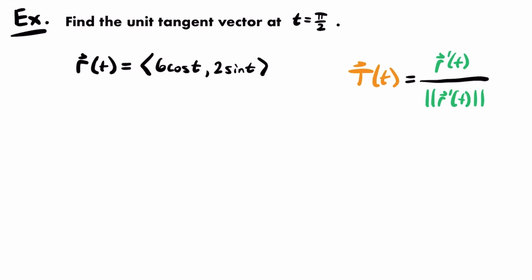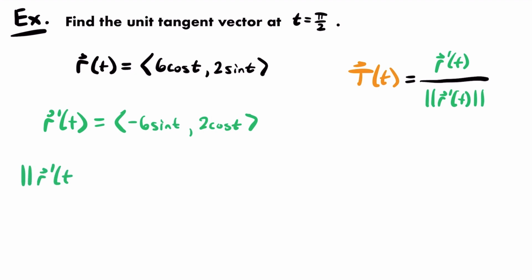All right, so let's work on finding these two pieces that we need, and then once we have that set up, we can just plug pi divided by 2 into the unit tangent vector, and we'll have our answer to this problem. All right, so let's start with the derivative, r prime of t. We'll take the derivative of the x component. The derivative of cosine is negative sine, so we have negative 6 times sine t, and then the derivative of sine is cosine, so we have 2 times cosine t. Okay, and then the magnitude of that vector, let's find that.